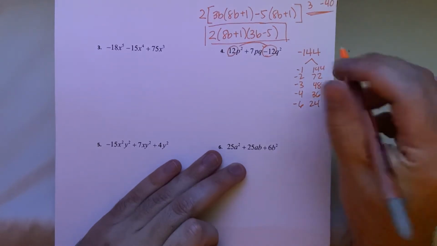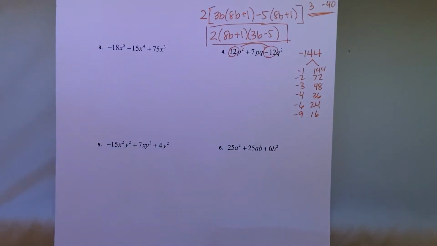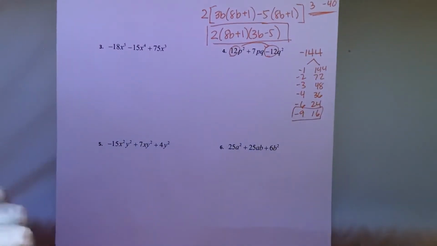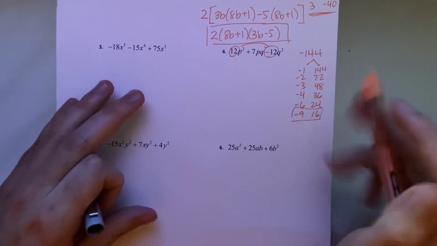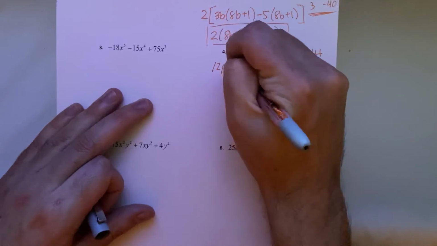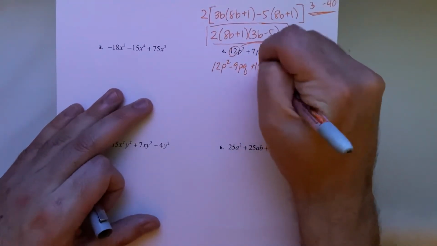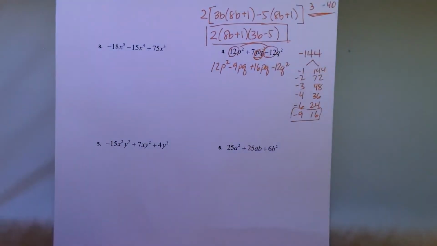I think 9, yeah, negative 9 and 16. I think 8 may have also been a factor, maybe 8 times 18 as well. But we get to the one we need, negative 9 and 16, and so I break my middle term 7pq into a negative 9pq plus 16pq. It's 12p squared minus 9pq plus 16pq minus 12q squared. Whatever this variable is, or the combination of variables, that's always what's going to go with the numbers. So just keep that in mind.